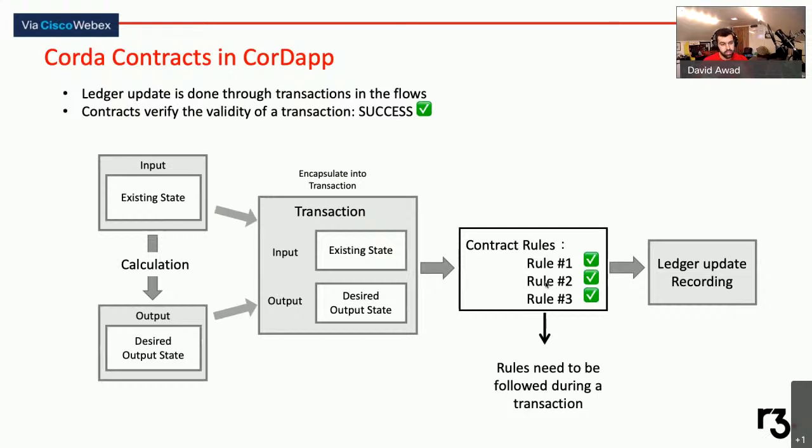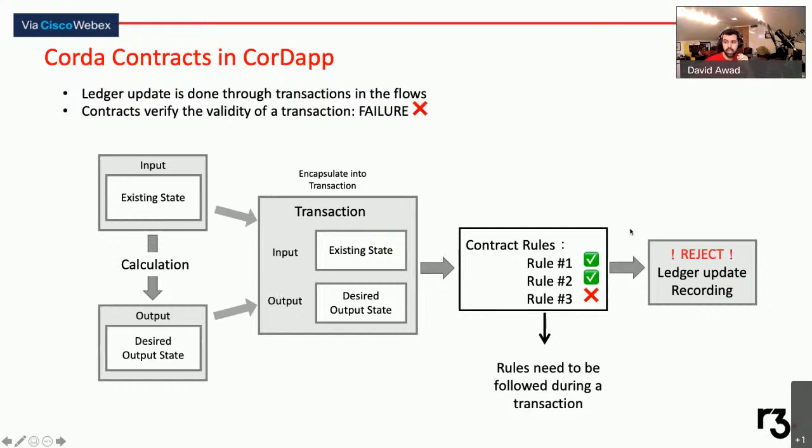A transaction is only valid if all of the contract rules have been properly fulfilled. So if our contract says everything is good and we have these beautiful green check marks, then we get a ledger update that is recorded to all of the parties involved. And of course, on the other side of this, if one of the rules does not pass, the ledger update is rejected.